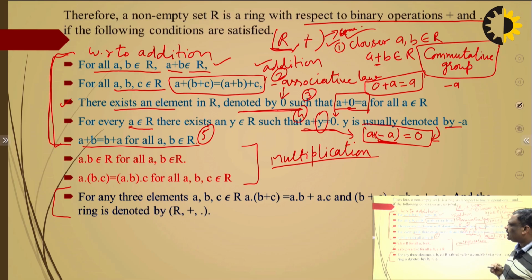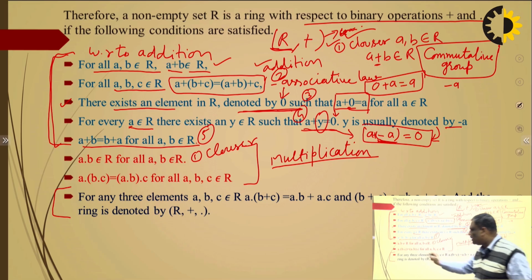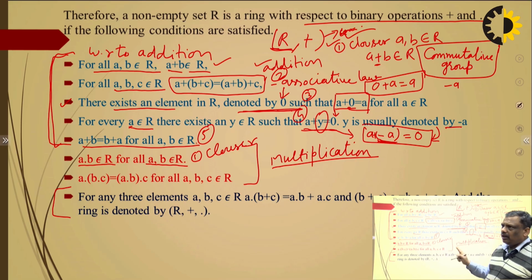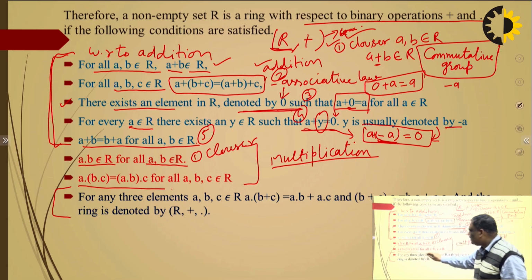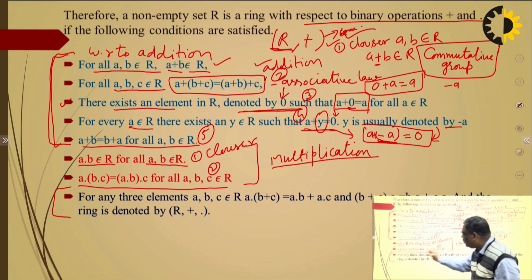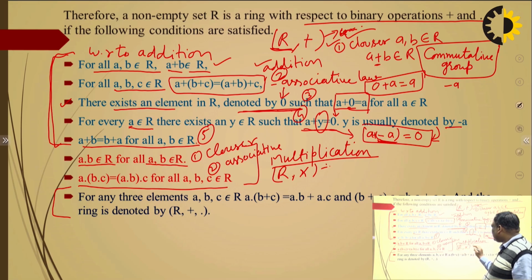With respect to multiplication, that means the first one is closure with respect to multiplication. A dot B holds in R if A and B belong to R. And the second one is associative. This one is associative with respect to multiplication. A dot B dot C equal to A dot B dot C. So this one is associative. That means R with respect to multiplication is a semi-group.